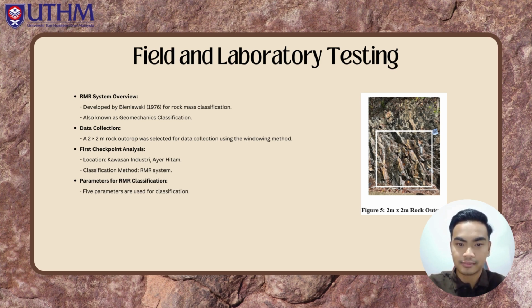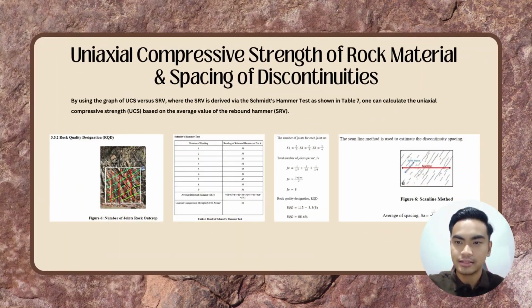Five parameters are used for classification. Okay, next is uniaxial compressive strength of rock material and spacing of discontinuities. By using the graph of UCS versus SRV, where the SRV is derived via the Schmidt hammer test as shown in table 7, one can calculate the uniaxial compressive strength UCS based on the average value of the rebound hammer SRV. So the data and the result are shown below.